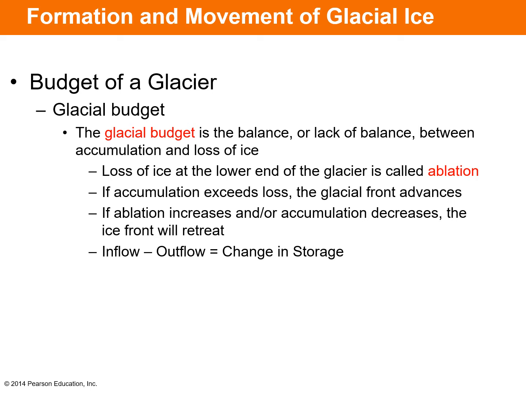And this can be calculated with a simple equation of inflow minus outflow equals change in storage. So if your outflow of glacial ice in the form of melting or sublimation or calving, etc., is greater than the accumulation of ice, then your change in storage will decrease and your glacier will start to shrink.